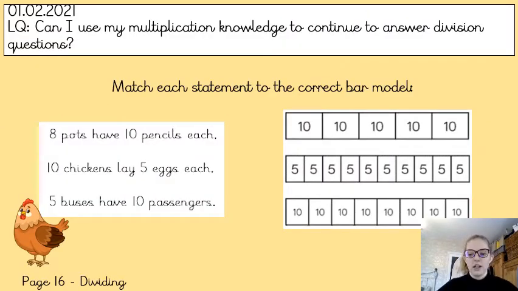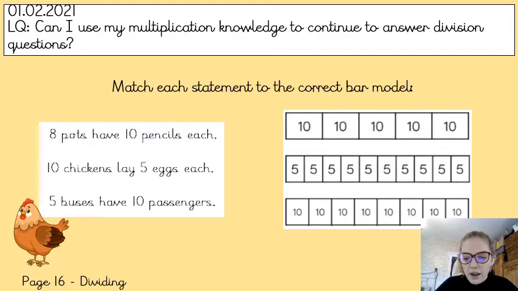Okay, so before we start, I just want to warm our brains up, get the cogs turning. I want you to have a go at matching each statement to the correct bar model. So I have 3 statements on the left-hand side of my page, and I have 3 bar model representations. The sentences on the left-hand side need to match the bar models, so they need to match the different representations. So 8 pots have 10 pencils each, 10 chickens lay 5 eggs each, 5 buses have 10 passengers. So I want you to match them up to the correct representation.